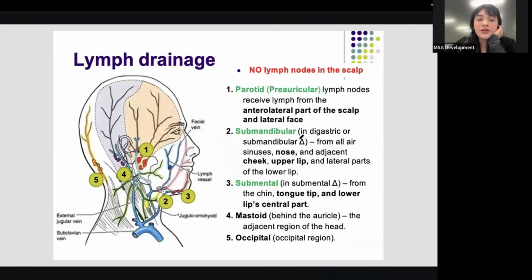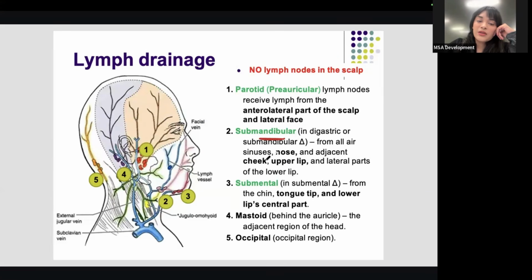The lymph drainage, this is all just memorization. There are no lymph nodes in the scalp. You have parotid, which is preauricular, so it's before the ear. These receive lymph from the anterolateral part of the scalp and the lateral face. So this is number one. You can see here you have the anterolateral part and the lateral part of the face.